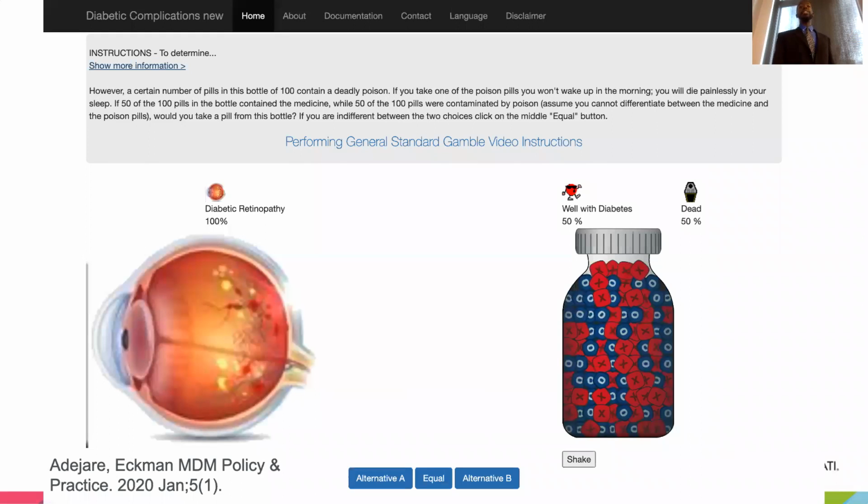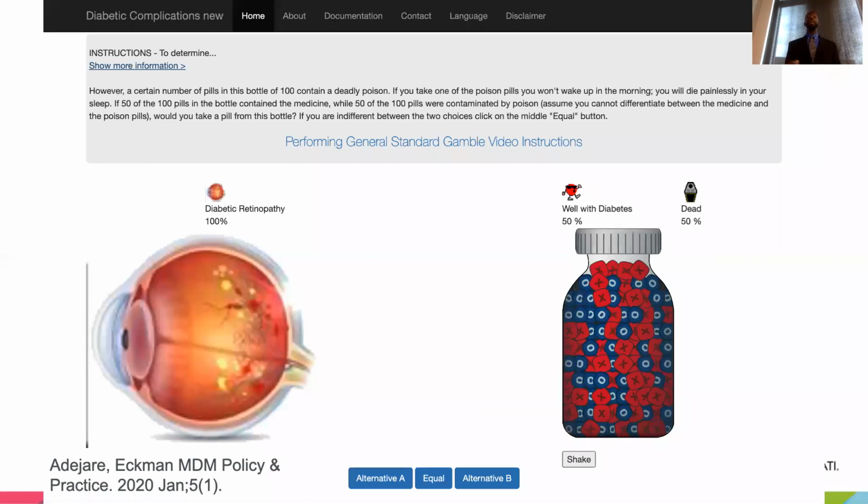So let's talk about the standard gamble. We have alternative A with diabetic retinopathy, where you're losing your vision because of diabetes. You could choose that, or you could choose the pill bottle, which has 100 pills in the bottle. And if you choose that bottle, you have to take one and only one pill from there.